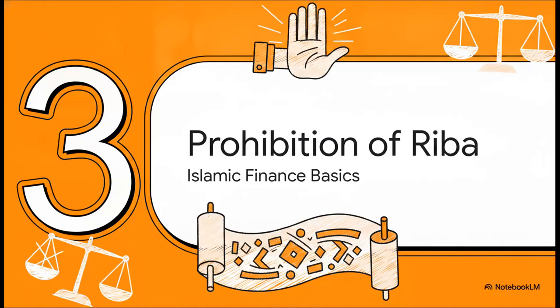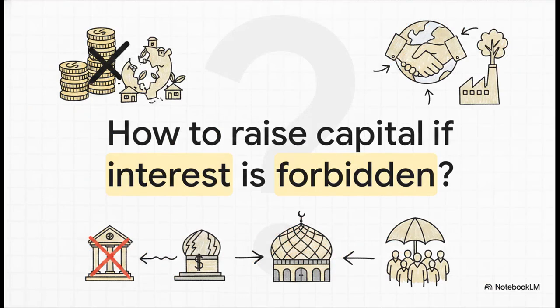Okay, moving to Section 3, the prohibition of Riba, which brings us to the basics of Islamic finance. So, I want you to think about this for a second. How exactly does a business raise capital if interest is strictly forbidden? In Western financial systems, interest is literally the price of money. Taking that core incentive away creates a truly fascinating structural challenge.